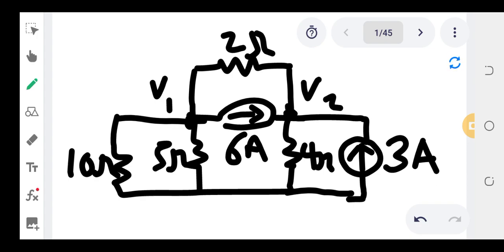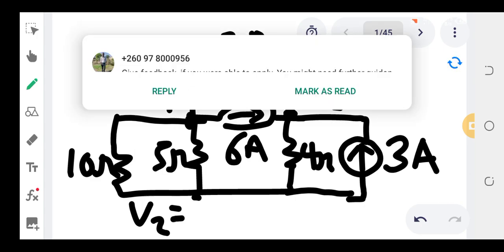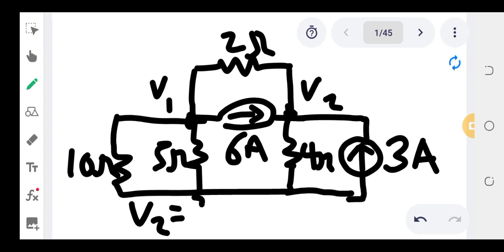In this case, we have two sources in this diagram. We have two current sources, this one and this one. We have been asked to determine the values of V2. We need to come up with V2 and V1. So to come up with V1 and V2, we treat source by source.